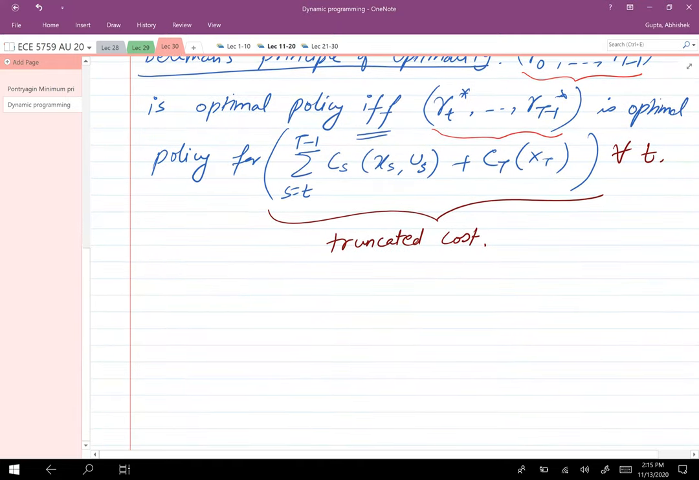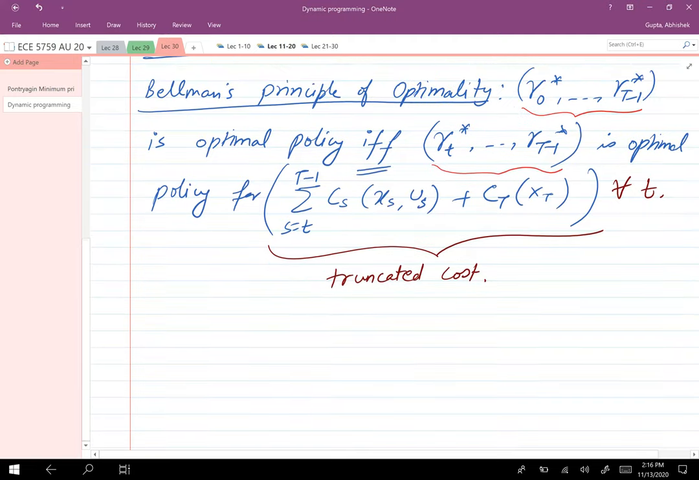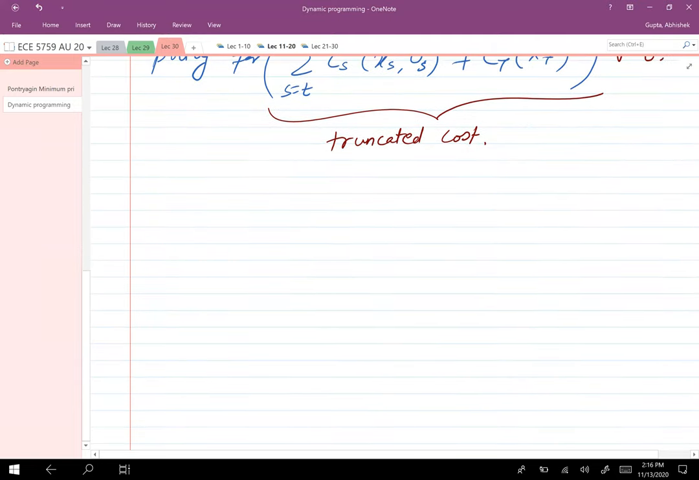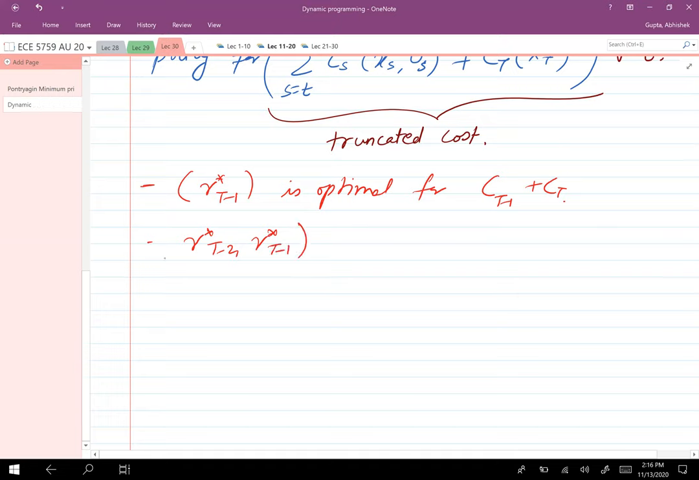Okay. So how does this help us in coming up with an algorithm for computing the optimal policy? Remember that Bellman's principle of optimality says that this truncated policy is optimal for the truncated cost. So let me break it down. I have gamma star T minus one is optimal for c T minus one. Let me not write the arguments. So gamma star T minus one is optimal for c T minus one, c T. Then gamma star T minus two, gamma star T minus one is optimal for, and so on.